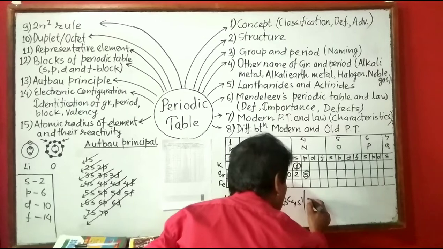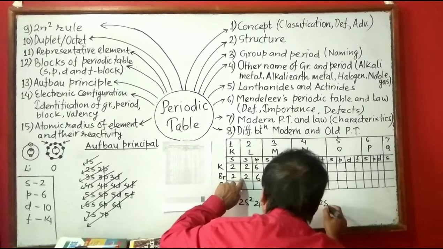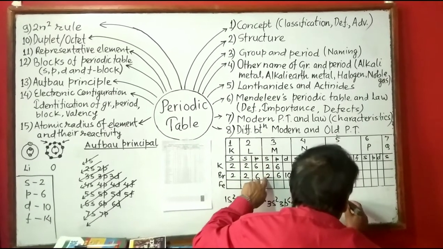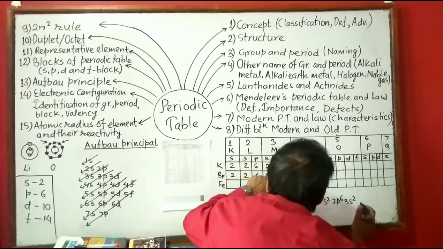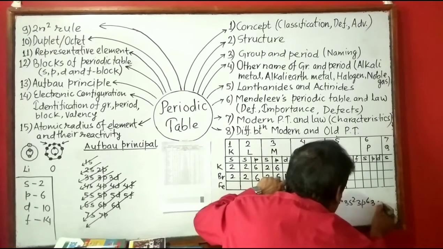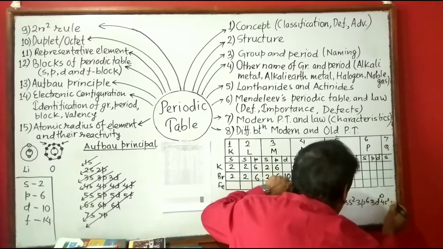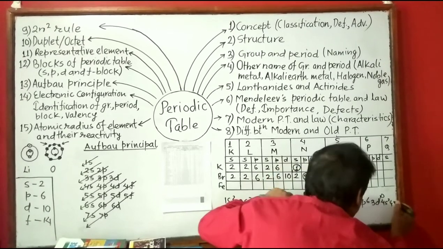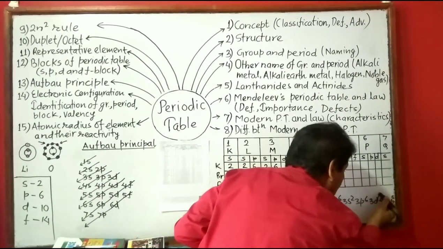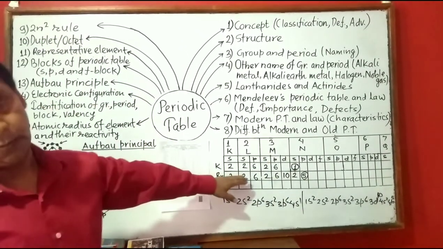Look at this. How to write this? 1s2, 2s2, 2p6, and 3s2, and then 3p6, and then 3d10, and then 4s2, and 4p5. This way we can write the electronic configuration. There are two ways to write: one with the help of the table, another in this notation. This way we can fill up bromine.